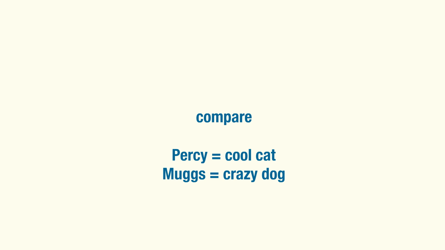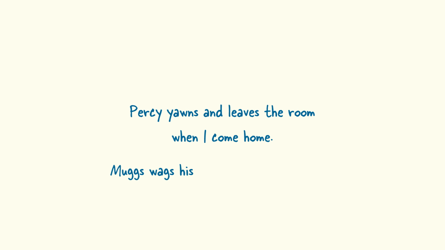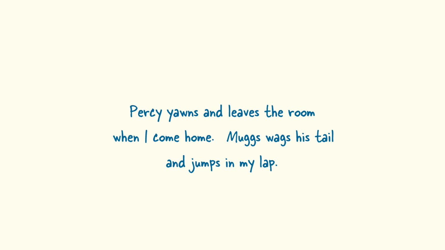First, write a sentence about Percy. Percy yawns and leaves the room when I come home. Then write a similar sentence about Muggs. Muggs wags his tail and jumps in my lap. Now combine the sentences by replacing the period with a semicolon. Percy yawns and leaves the room when I come home; Muggs wags his tail and jumps in my lap.